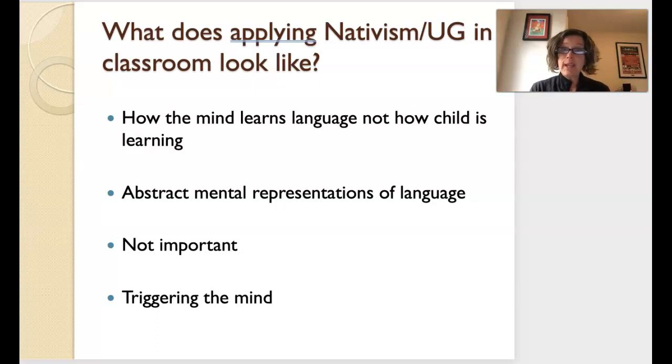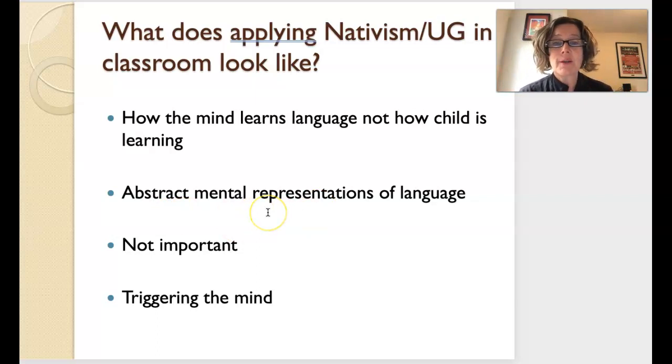However, if you're a nativist, you would be the most interested in how the mind learns language, not so much how the child particularly is learning language, but you would be interested in watching children because you're interested in how the mind actually learns the language.